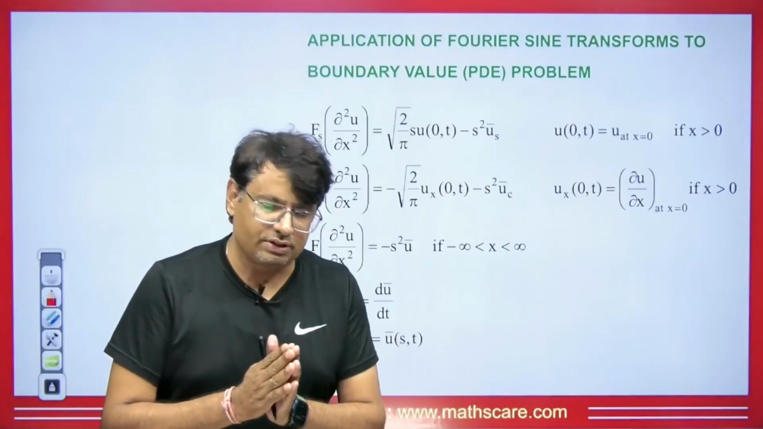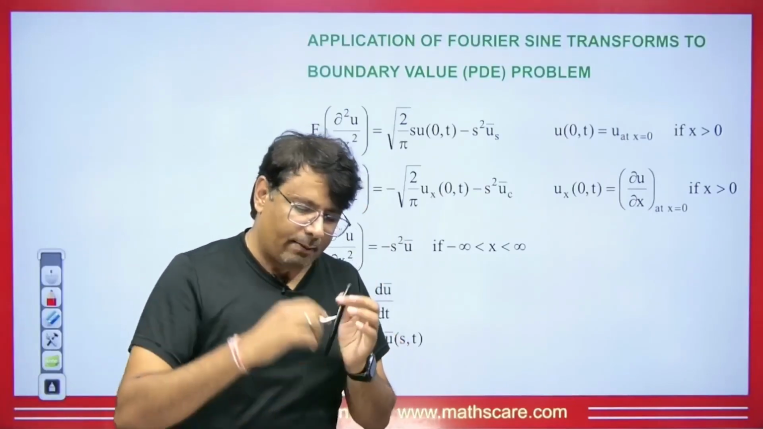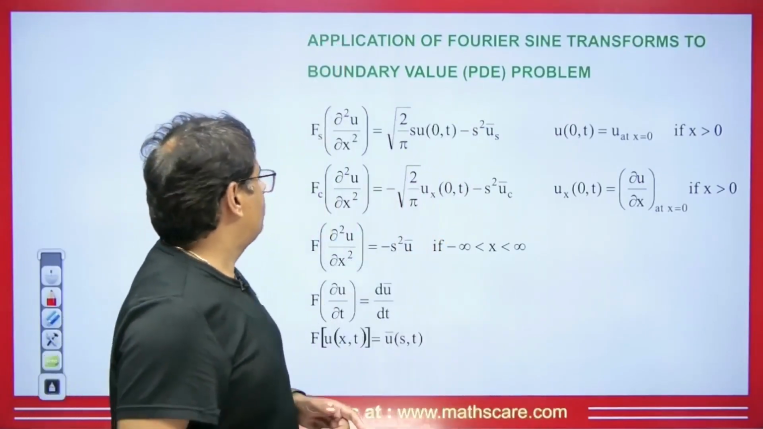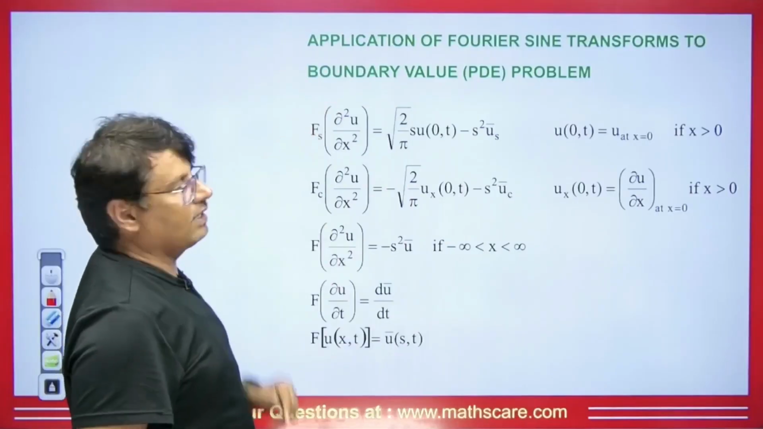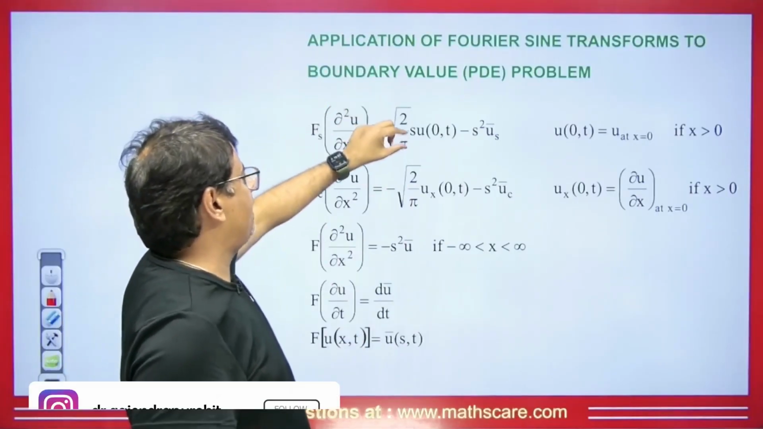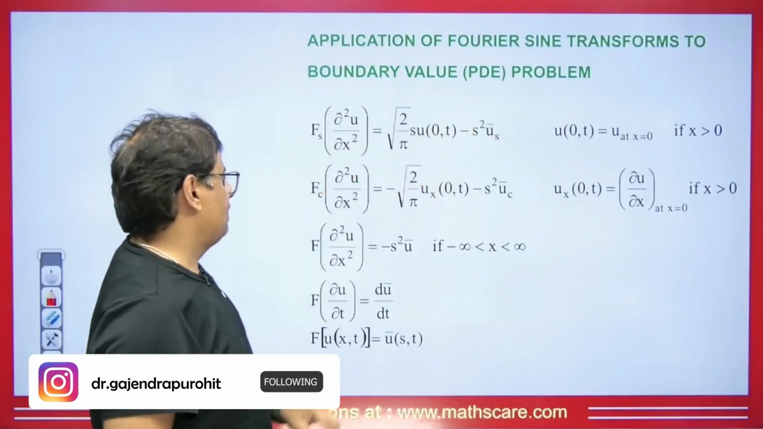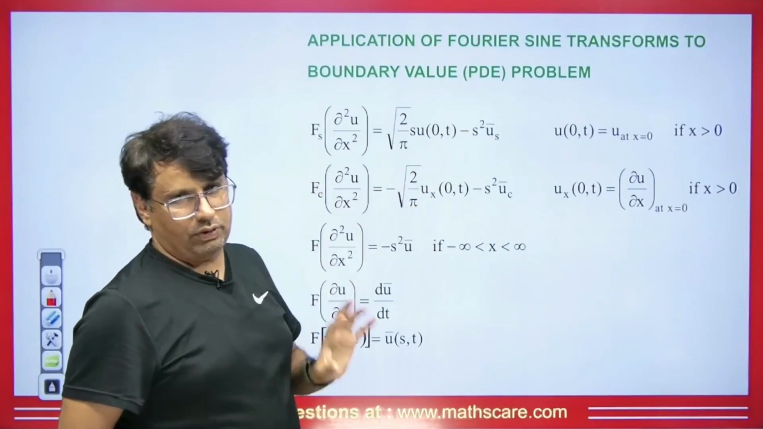If there's any partial differential equation given, there is some difference between Laplace and Fourier. Laplace is always taken on t. Fourier is always taken with respect to x. If we have to calculate del 2u by del x square, we need to apply the Fourier Sine Transform. Its formula will be root 2 by pi times s u(0,t) minus s square u bar s. I have explained this for cosine previously. This is how you apply the Fourier Transform.